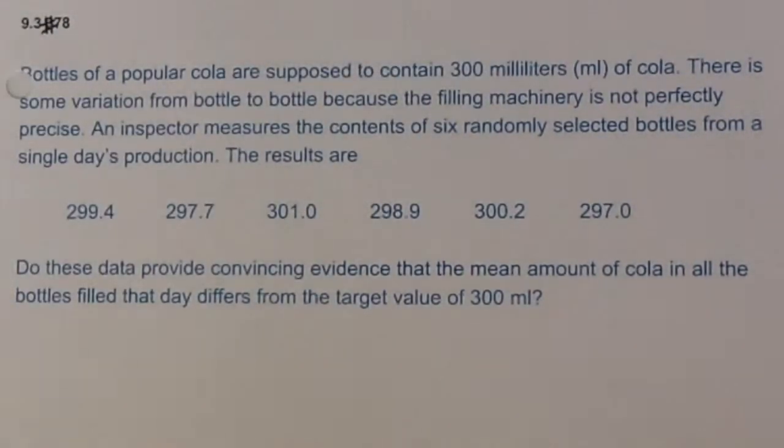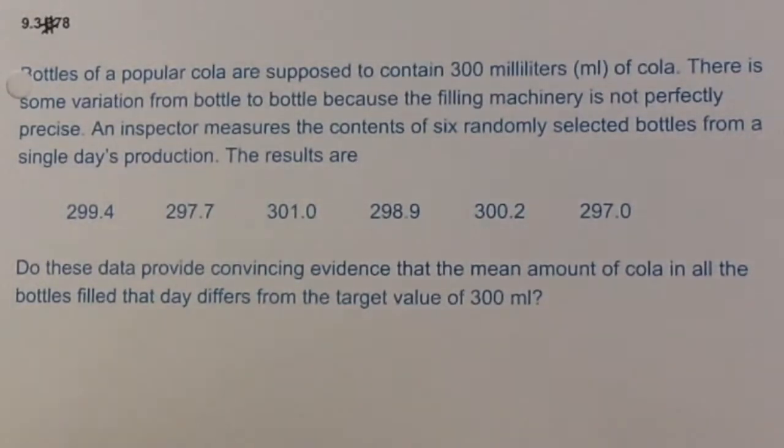Bottles of a popular cola are supposed to contain 300 milliliters of cola. There is some variation from bottle to bottle because the filling machinery is not perfect. It is not perfectly precise. An inspector measures the contents of 6 randomly selected bottles from a single day's production. The results are given there. Do these data provide convincing evidence that the mean amount of cola in all the bottles filled that day differs from the target value of 300 milliliters?